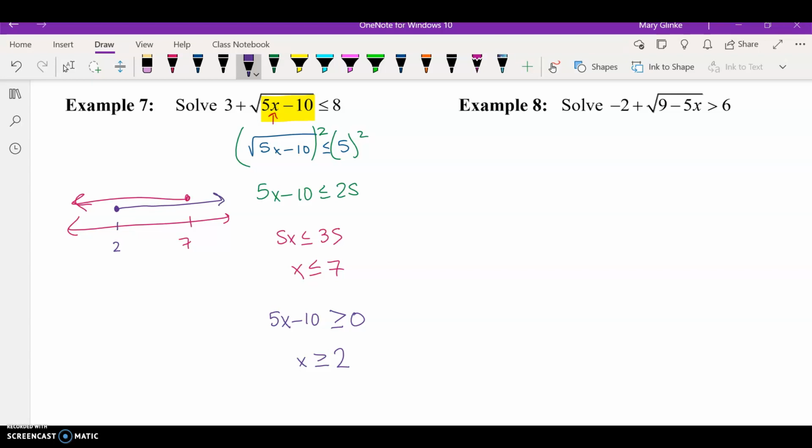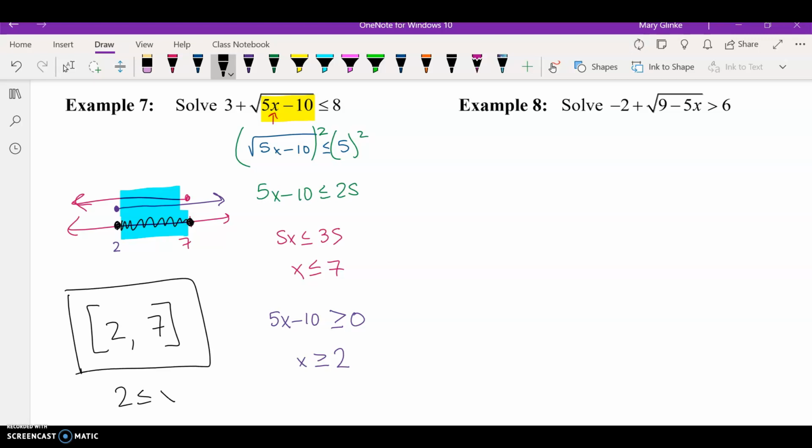So the only values that work in our final answer are going to be what works in both of these. So we are looking for the overlap in this case. So for this, it's going to be everything in between 2 and 7. Those are the values that work. Or if you'd prefer, you might see it like this, x such that 2 is less than or equal to x, which is less than or equal to 7.